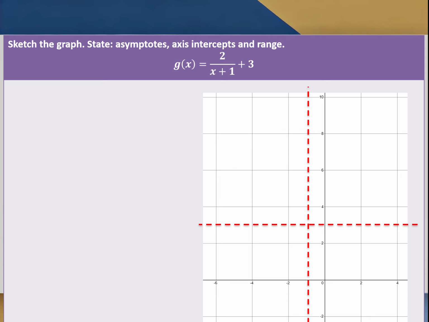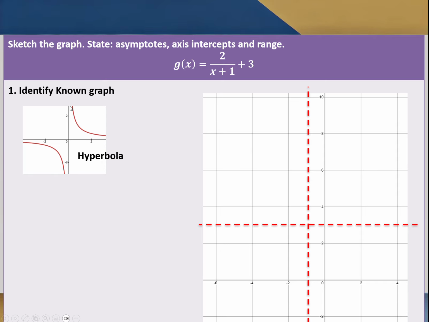So let's start off with this first graph. The first thing we need to be thinking about when we're graphing is what graph 2 over (x+1) plus 3 would be. Straight away, I can see that it is going to be a hyperbola, and we know we've got an asymptote. We know we'll have an asymptote right here when x is 0, and right here when y is 0.